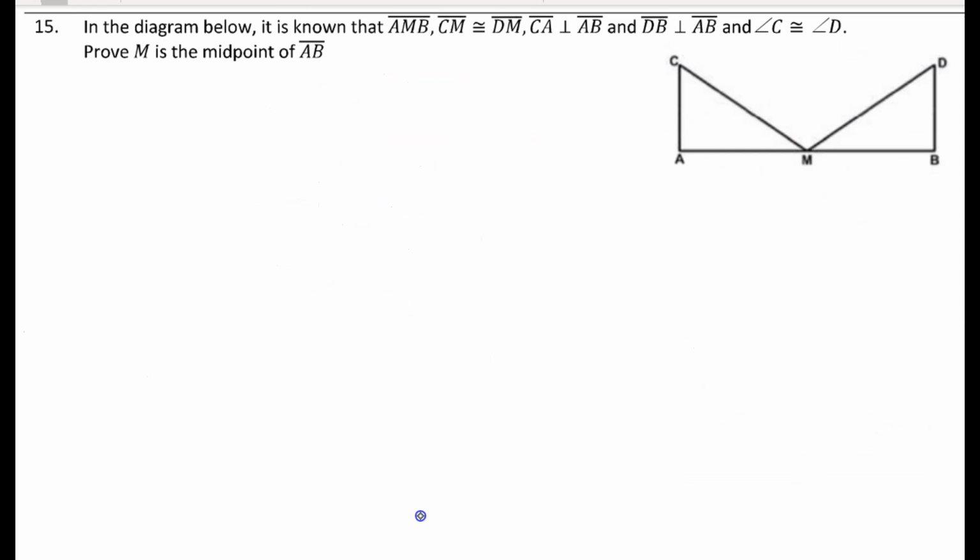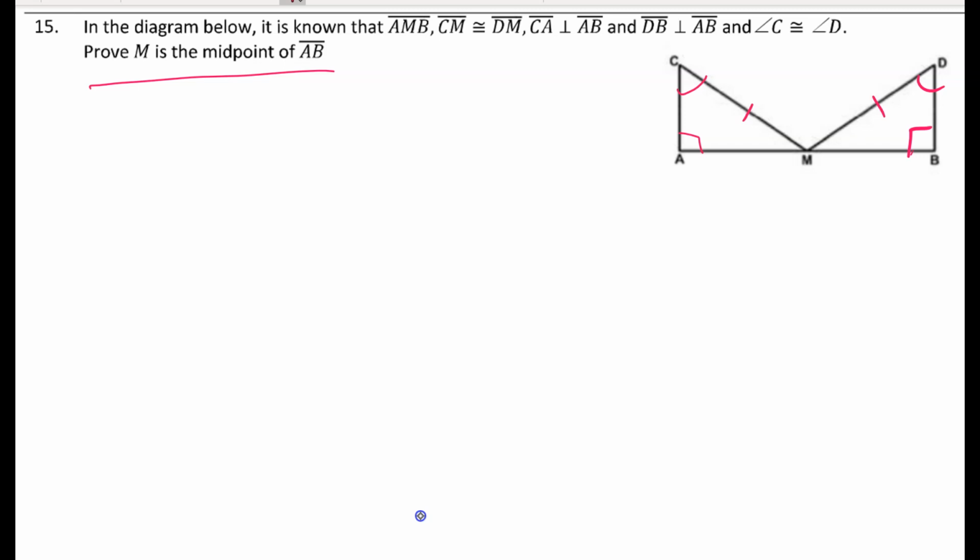In the diagram below, it is known that segment AMB, CM congruent to DM, so I'm going to mark that, CM congruent to DM, CA perpendicular to AB, and DB perpendicular to AB. So I'm just going to mark those two right angles in there. Angle C is congruent to angle D. They're giving us a lot of information here. Prove that M is the midpoint of AB. Again, like I said before, if we're trying to prove something that isn't related to two triangles being congruent, I'm probably going to have to prove that the triangles are congruent first.